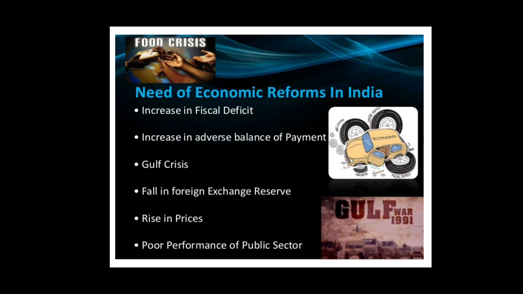The first important factor responsible for economic reforms was the increase in fiscal deficit as government expenditures grew faster than government revenue. Fiscal deficit is the difference between total revenue and total expenditure of government in a financial year excluding borrowings. It is an indication of the total borrowings needed by the government.